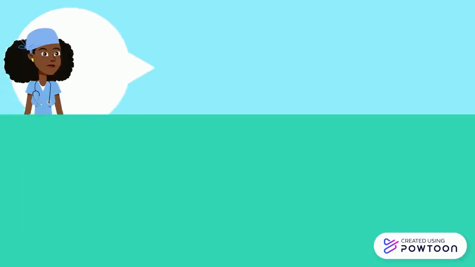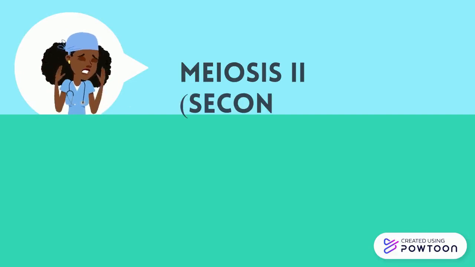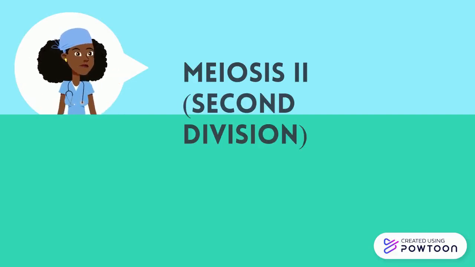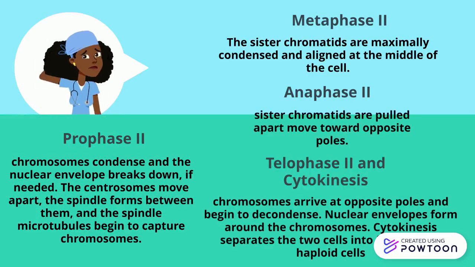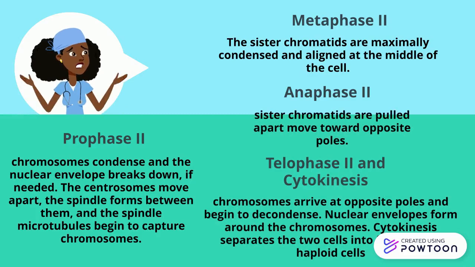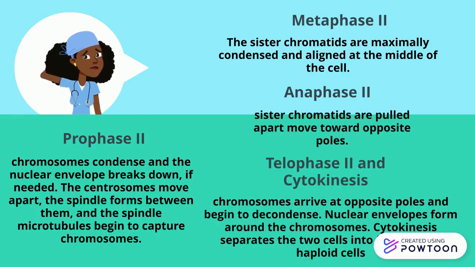To finish it off, we go to the second division of meiosis. This includes prophase 2, metaphase 2, anaphase 2, telophase 2, and cytokinesis. But this is not as eventful as the first division of meiosis.